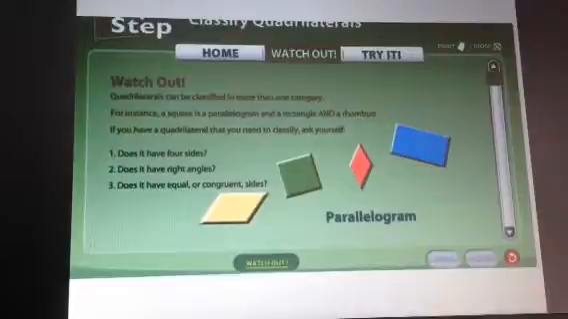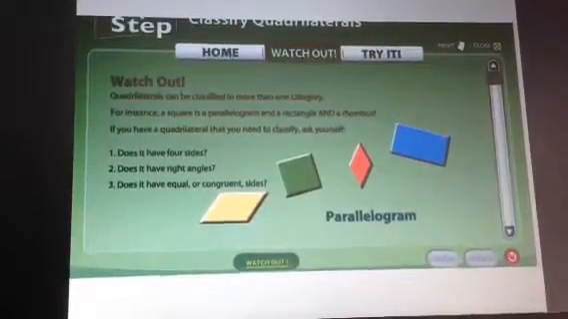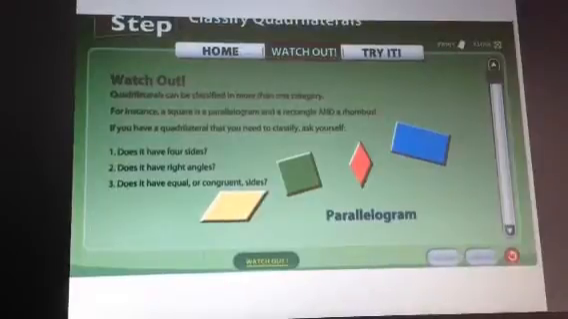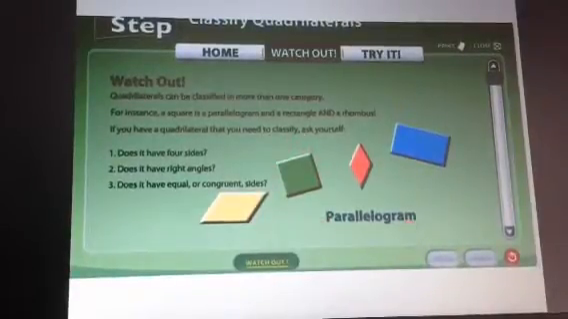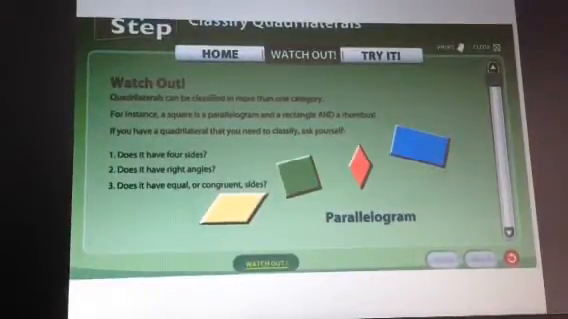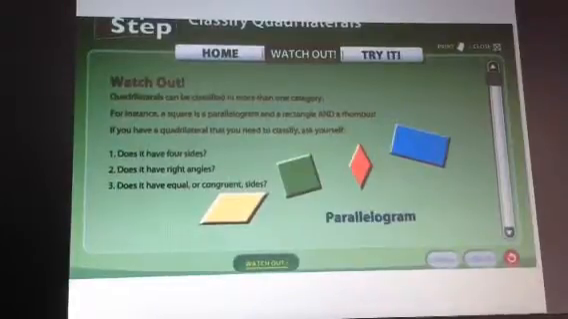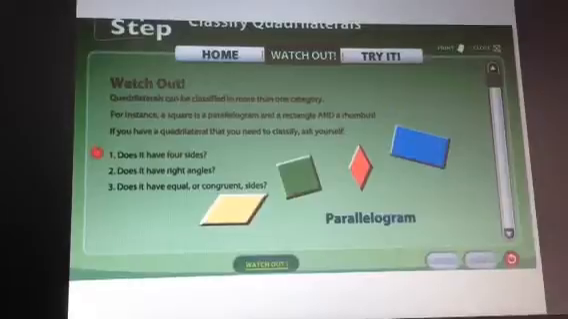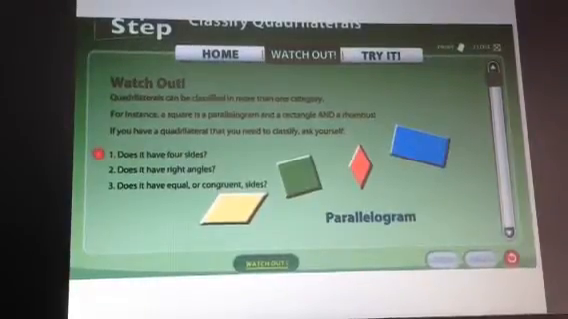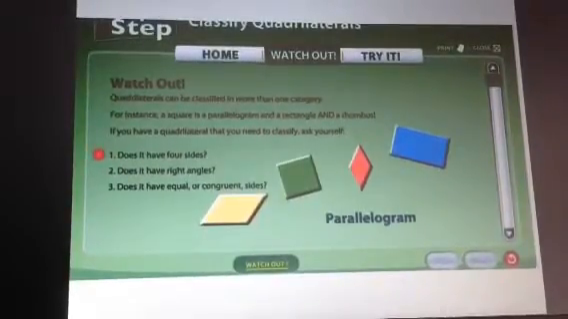Here's the confusing thing. Quadrilaterals can be classified in more than one category, like a square is a parallelogram, and a rectangle, and a rhombus. If you have a quadrilateral that you need to classify, ask yourself, does it have four sides? If it has more or less, it is not a quadrilateral. Does it have right angles?